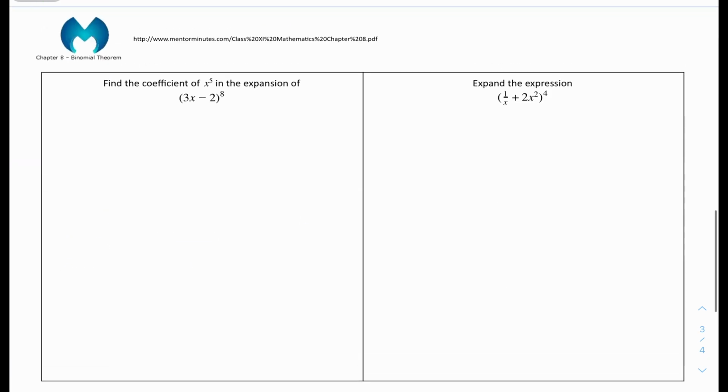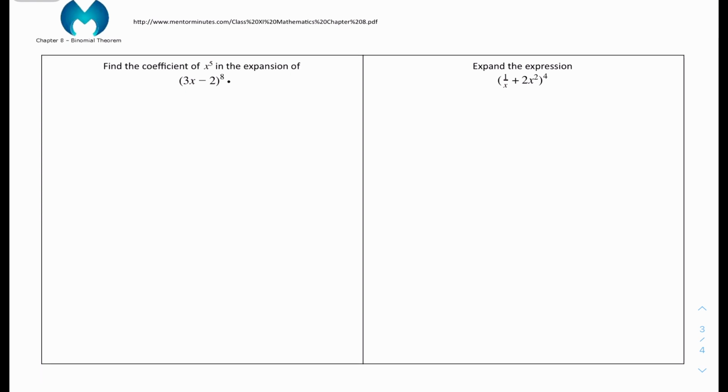Then moving on, we have: find the coefficient of x to the power of 5 in the expansion of 3x minus 2 to the power of 8. So let's just rewrite it, let me swap it around, so it will become minus 2 plus 3x to the power of 8, like so.